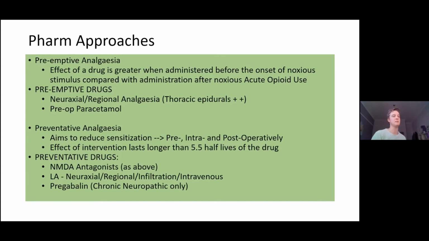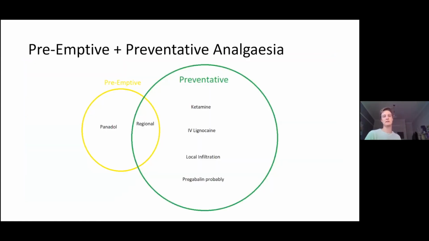And the key drugs implicated here are your NMDA antagonists like ketamine, and local anesthetic, either given in the tissues, in a nerve block, intravenously, or in the spine, all have preventative roles. And pregabalin is thought to maybe have some benefit for neuropathic pain, but it's less well established than other things. So that's ketamine, lignocaine, local, maybe pregabalin. Regional kind of falls into a mixture of both.